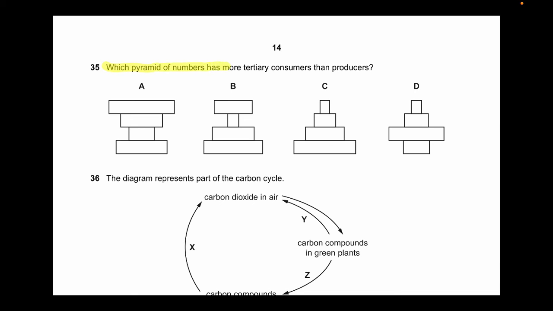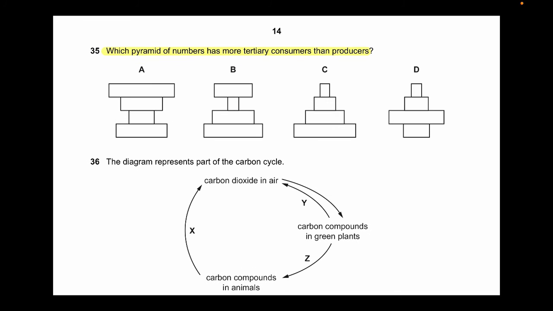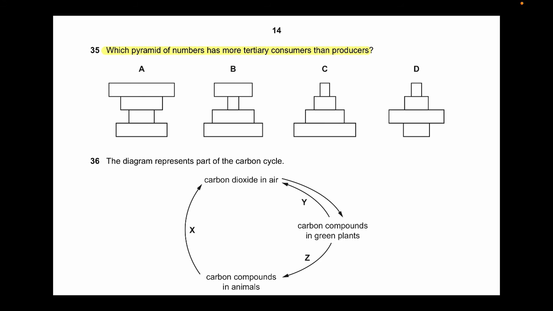Which pyramid of numbers has more tertiary consumers than producers? More tertiary consumers than producers. So we can see this is the producer, this is the primary consumer, secondary consumer, and tertiary consumer. So tertiary consumers more than producers is option A.